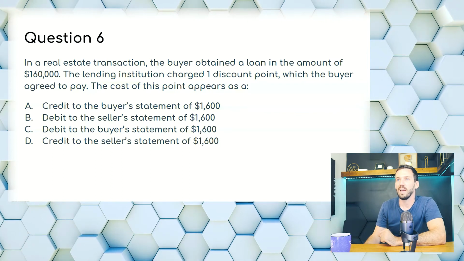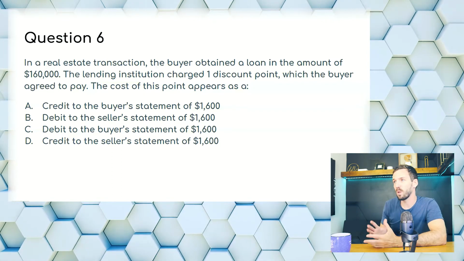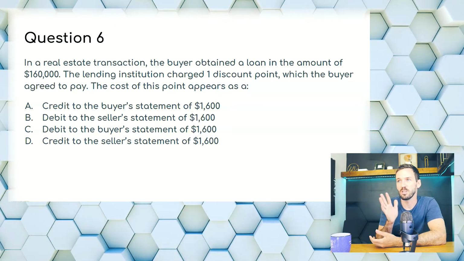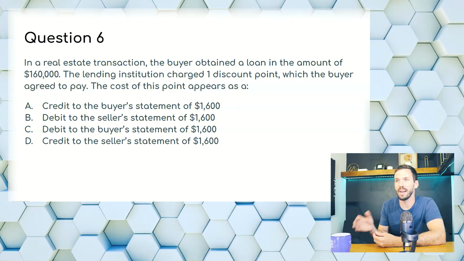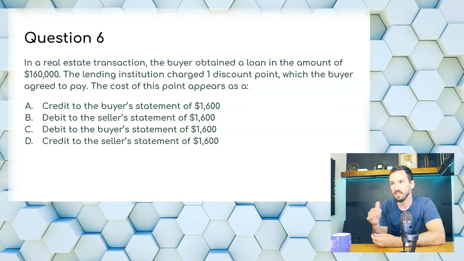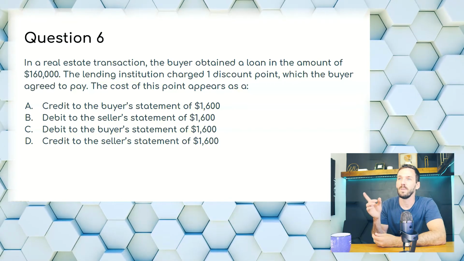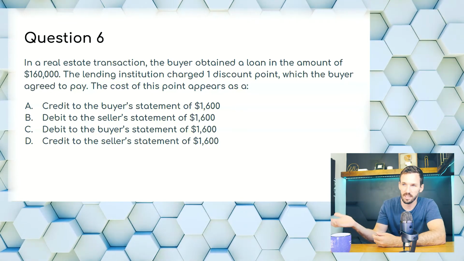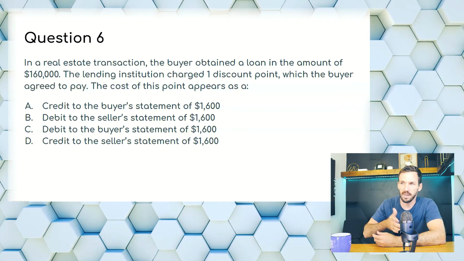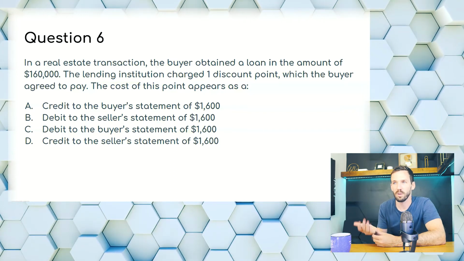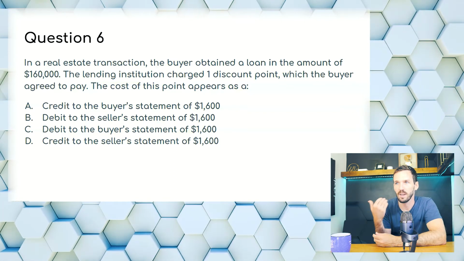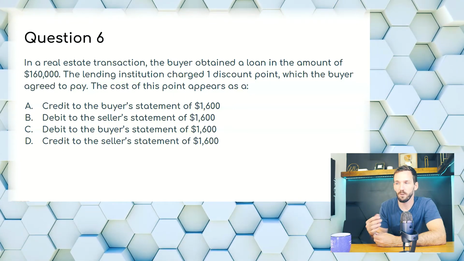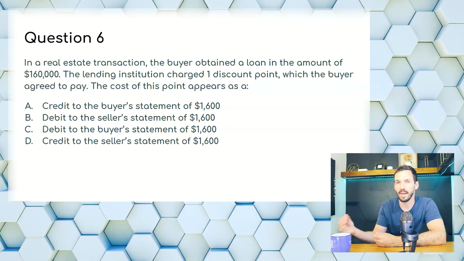Question 6. In a real estate transaction, the buyer obtained a loan in the amount of $160,000. The lending institution charged 1 discount point, which the buyer agreed to pay. The cost of this point appears as a credit to the buyer's statement of $1,600, debit to the seller's statement of $1,600, debit to the buyer's statement of $1,600, or credit to the seller's statement of $1,600. So the buyer here is paying, therefore it's a debit to the buyer.